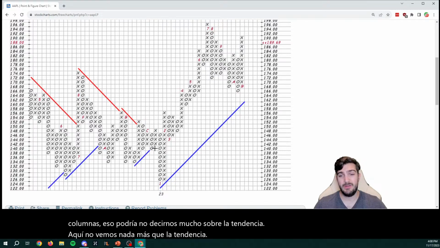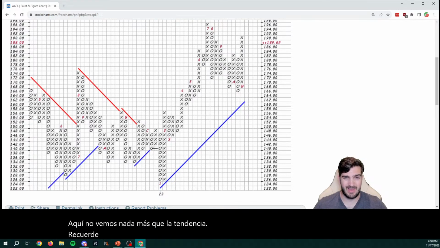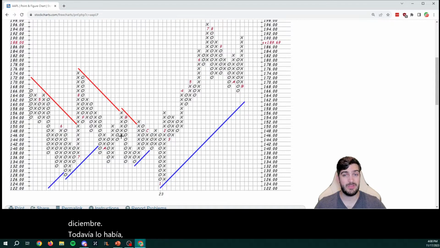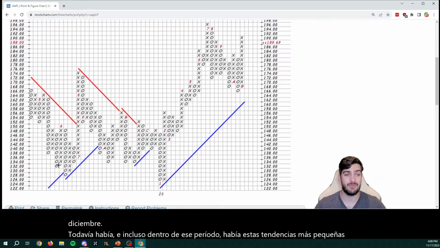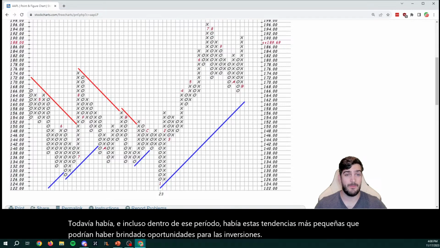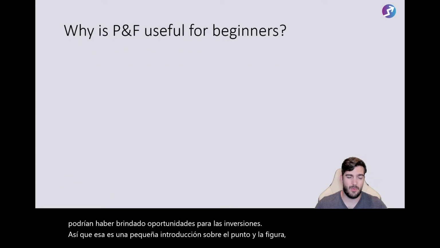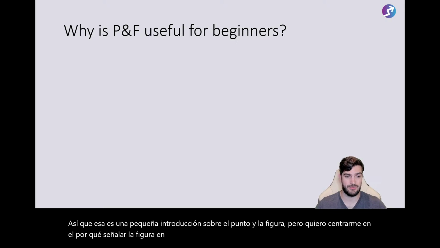Remember that period that I said it kind of seemed like there wasn't much of a trend going on in October to December? There still was. And even within that period, there were these smaller trends that could have provided opportunities for investments. So, that's a little bit of an introduction about Point and Figure, but I want to focus instead on why Point and Figure instead of other types of charts.